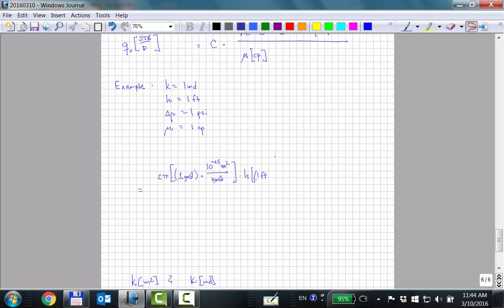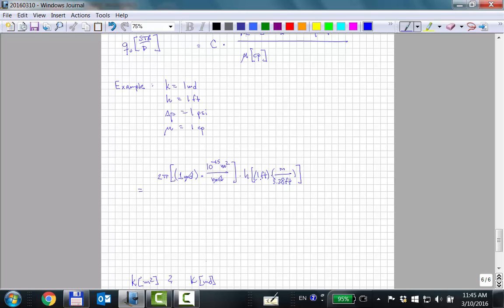Okay. I put in 1 foot, but I need it in meters. There's 3.28 feet in a meter. That's just something I know. 0.30 something, 4 meters per foot. I just know this is the conversion. There's 3.28 feet in a meter.